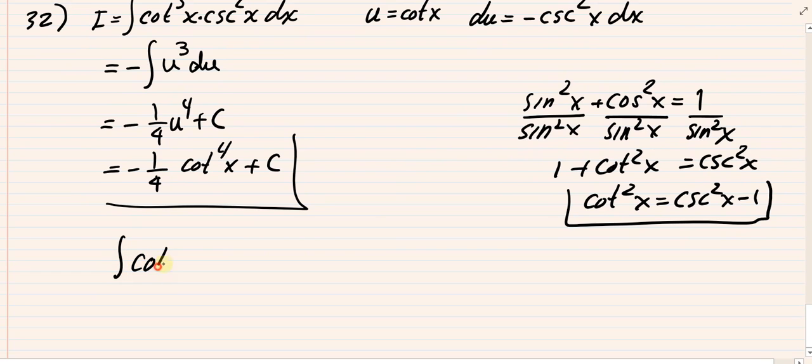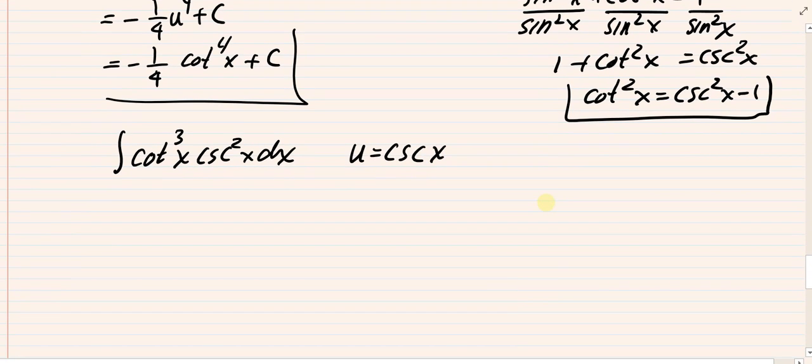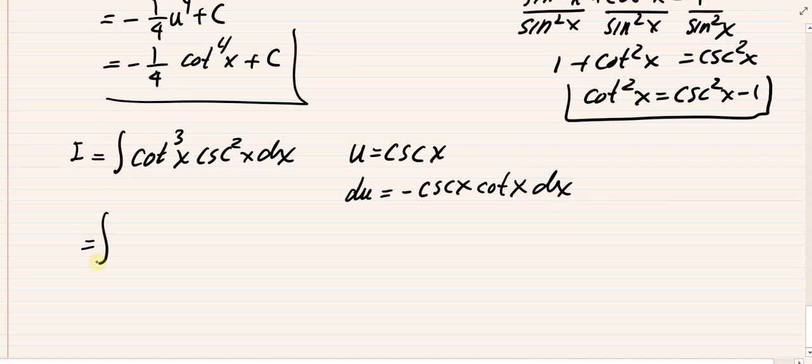The integral of cotan cubed x cosecant squared x dx. This time I'm going to let u be cosecant x. And if I do that, it's going to make it more complicated. And here's how. du is negative cosecant x cotan x dx, right? And again, when I rewrite this integral, well, cosecant squared, that's going to be u squared. Oh, but I don't want to do that. I want to see cosecant cotan dx.